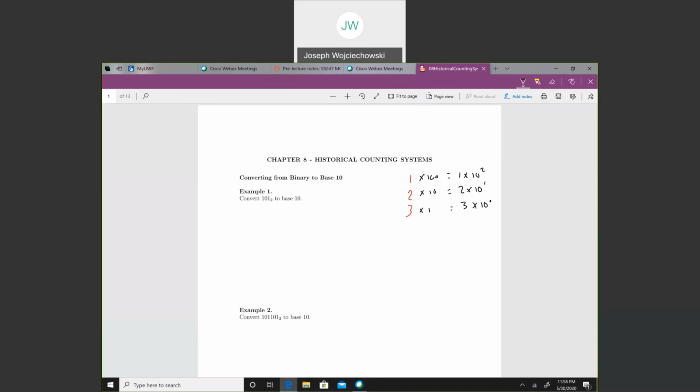So our first base 2 number is 1, 0, 1. So this is times 2 to the 0. This is times 2 to the first. This is times 2 to the second. So this is 1 times 1. This is 0 times 2. And this is 1 times 4, which is 4. This is 0, and this is 1. Add them up, and in base 10, that would simply be 5.